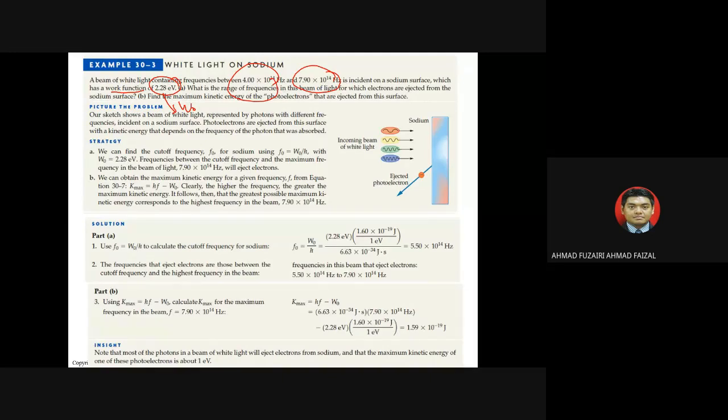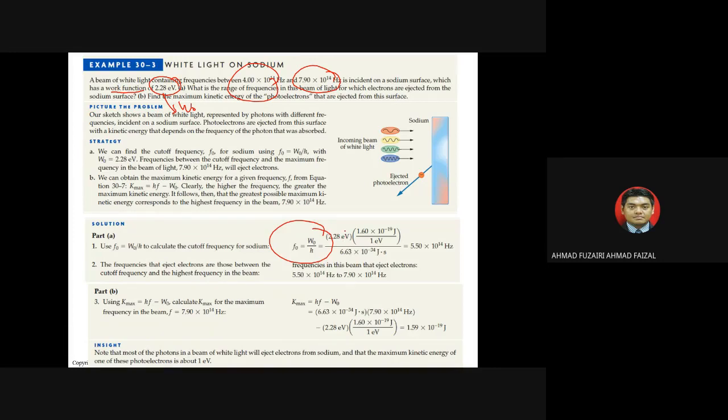What is the range of the frequency in this beam of light for which electrons are ejected from the sodium surface? So how can we make the electrons ejected? We need to know the range of the frequency, given here as 4 times 10 to the power of 14 until 7.9 times 10 to the power of 14. So from here, we need to calculate the cut-off frequency.